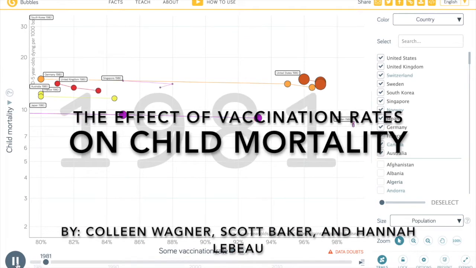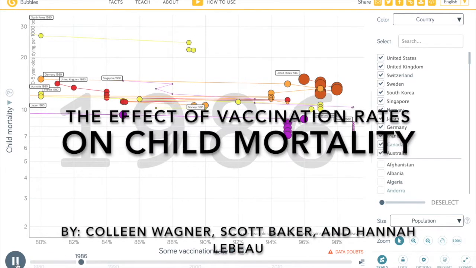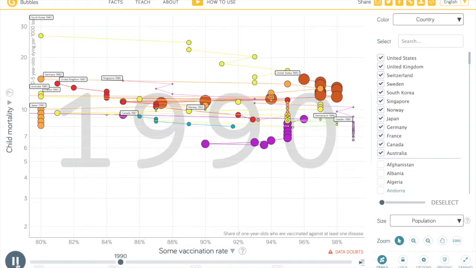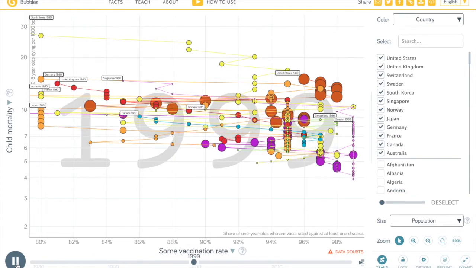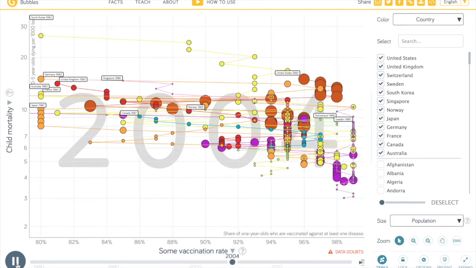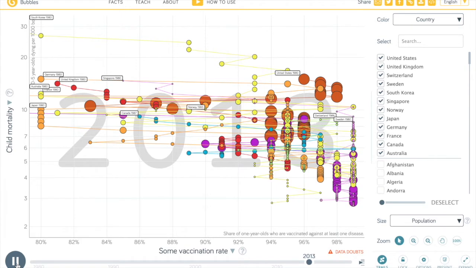In this video, we are going to examine the relationship between child mortality rate and the sum vaccination rate among a select group of higher income economies. The child mortality rate is the number of deaths of children under 5 years of age per 1,000 live births, while the sum vaccination rate is the share of 1-year-olds who had received at least one dose of a vaccine for any one of a select group of diseases, such as measles.